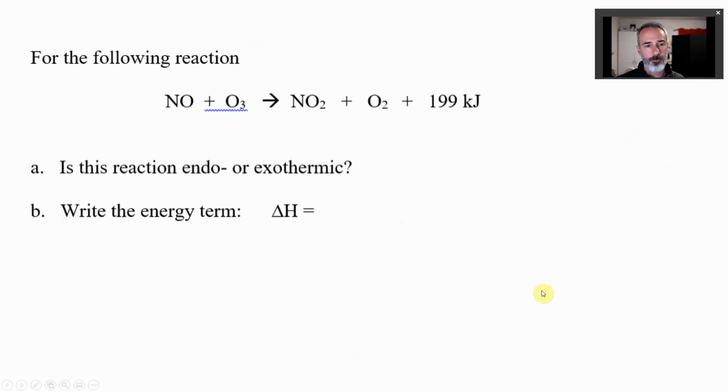All right, last one. So go ahead and answer this question. Is the reaction endo or exothermic? Definitely exothermic because the heat's on the right side. Delta H equals negative 199 kilojoules. And well, there we go, 199 kilojoules like that. Nice job.